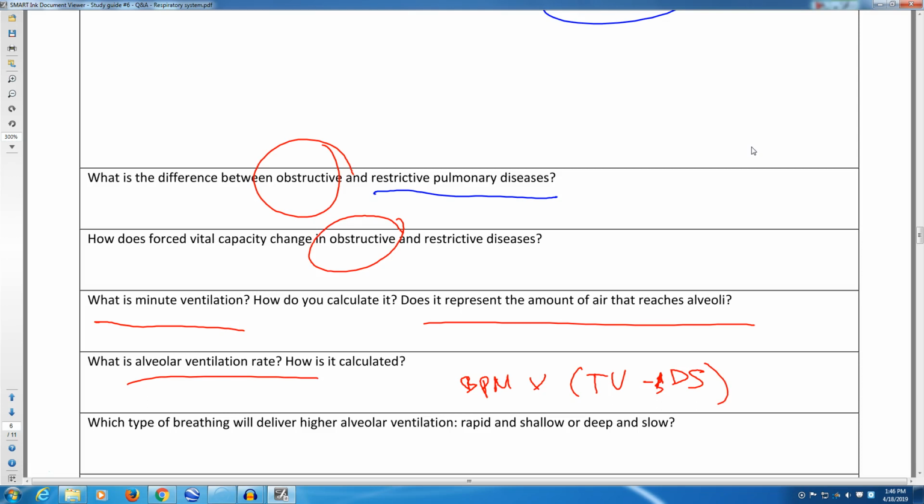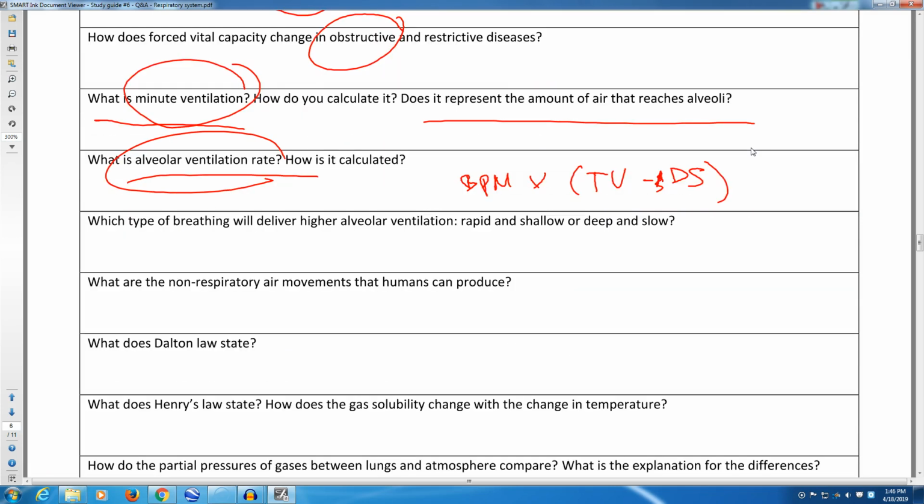So if I provide you with the respiratory rate, tidal volume, and dead space, you should be able to calculate alveolar ventilation rate or minute ventilation. The formulas are in the lectures, and we did a little question on the quiz about it. Now this one, rapid and shallow will deliver less air than deep and slow.